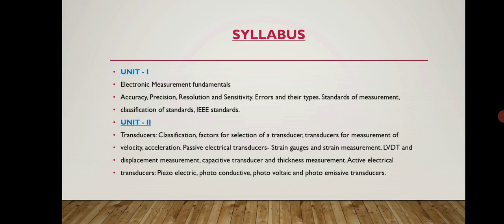Next we'll study displacement measurements, capacitive transducers, and thickness measurement. And the next one is active electrical transducers: piezoelectric, photoconductive, photovoltaic, and photoemissive transducers. These are different types of transducers, where we will see for each transducer what input signal we give and what output signal we get. That we are going to cover in our second unit.